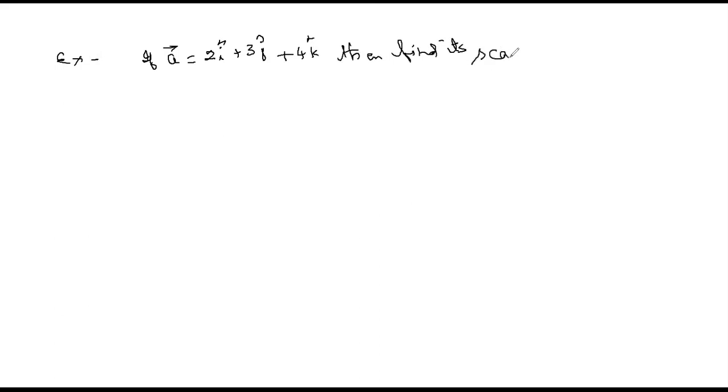Now we have a question. Suppose vector A is equal to 2i plus 3j plus 4k. Find its scalar and vector components.